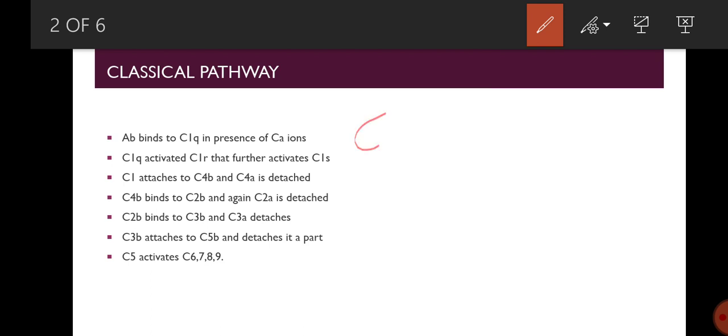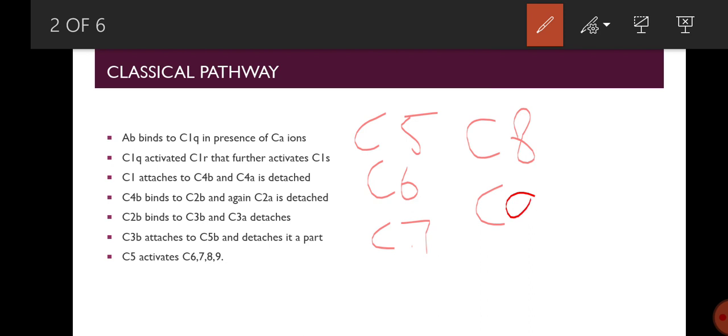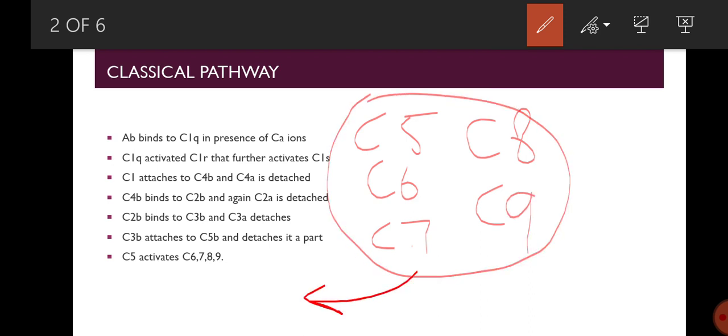Now C5, C6, C7, C8 and C9, these all are responsible for the phagocytosis, and these all will be called MAC.